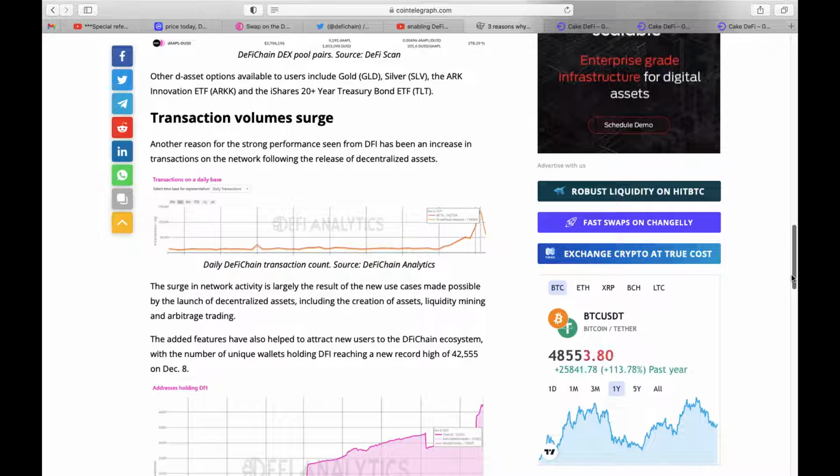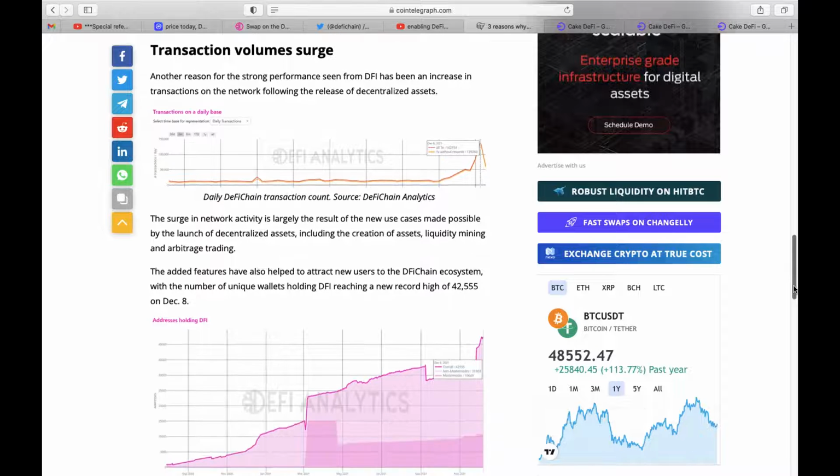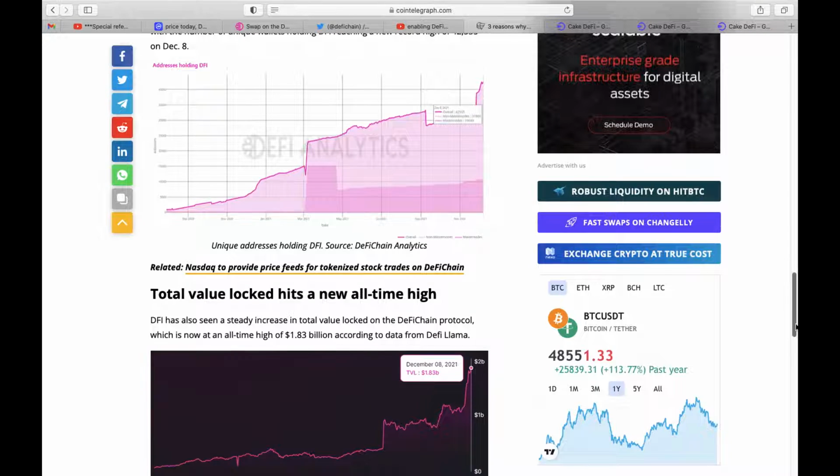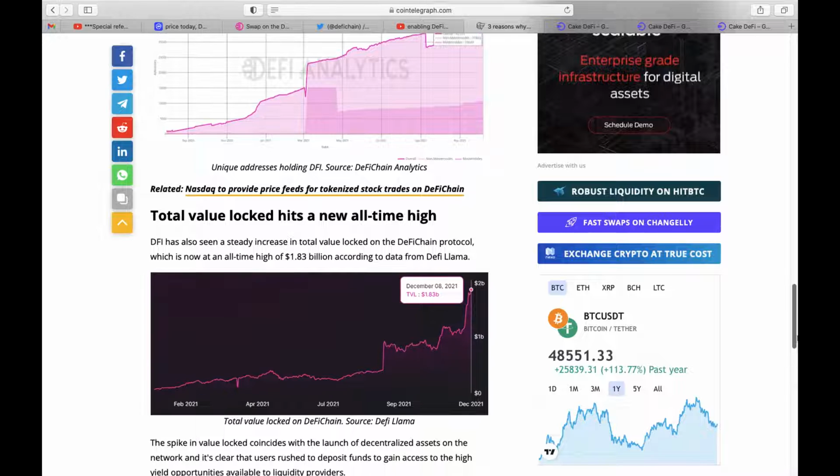Transaction volume surge. Another reason for the strong performance seen from DeFi has been increasing transactions on the network following the release of the decentralized assets. That's obviously my main turning point for taking it to the next level. When you look on their website, which I showed you earlier, you can see how much is part of it. It's not just about the DEX. It states there, total value locked hits its all-time high. It's now 1.83 billion. When I did the video in September it was 780 million, and it was still over a billion, so it really is impressive.